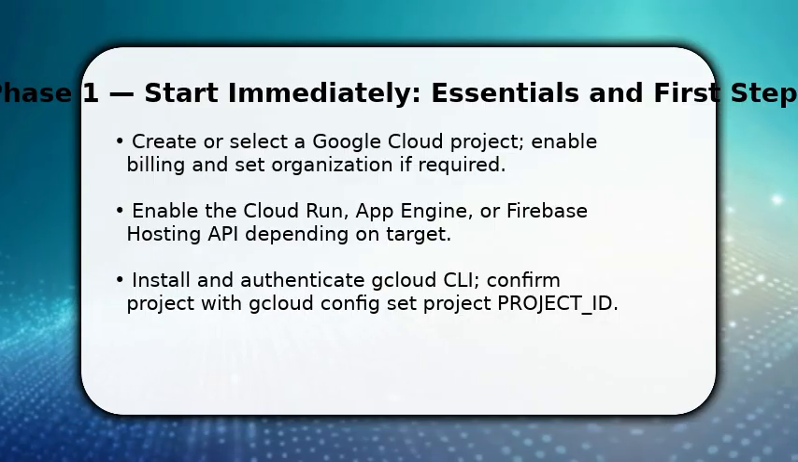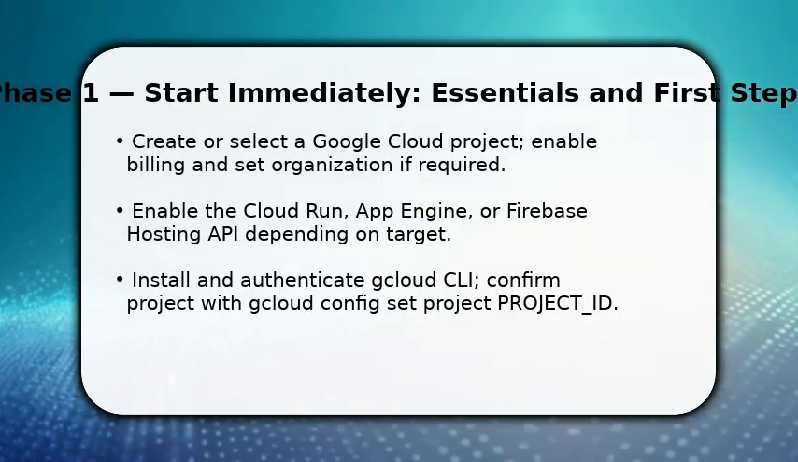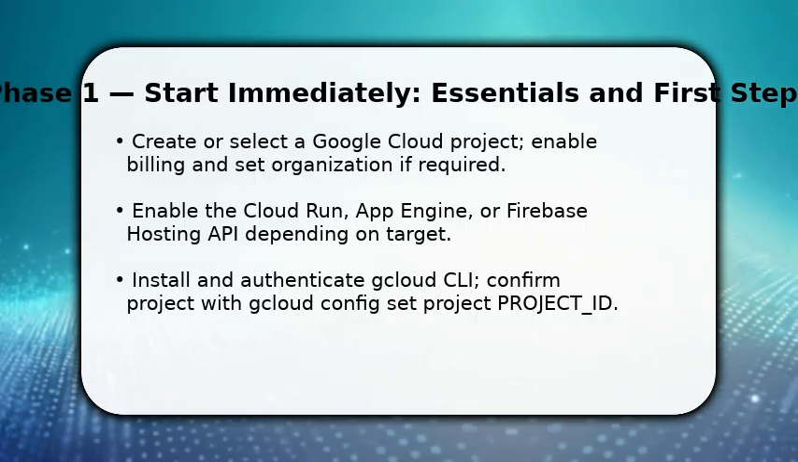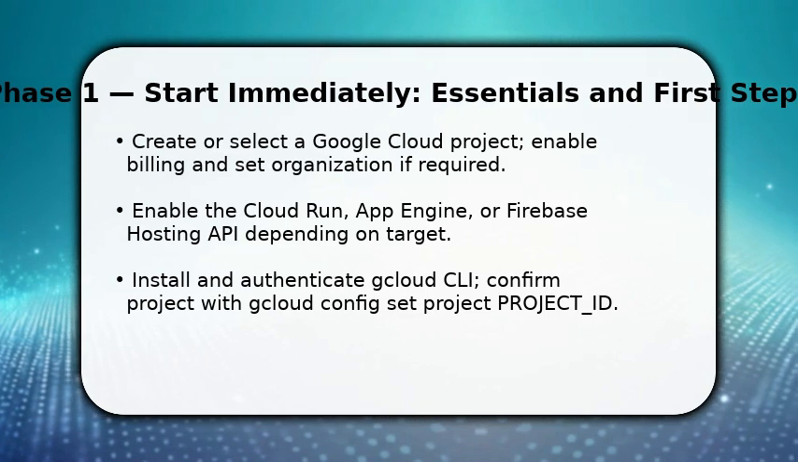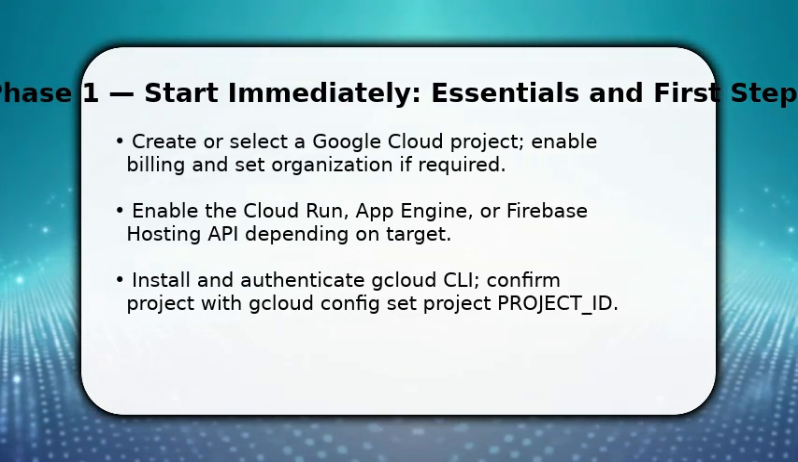You must install the gcloud CLI and run gcloud auth login so your machine can deploy. Then set the active project with gcloud config set project ID. Do this now so credentials and APIs are ready, which prevents later deployment failures.